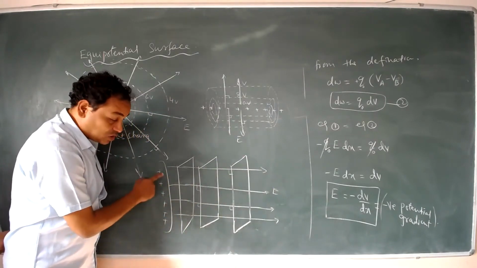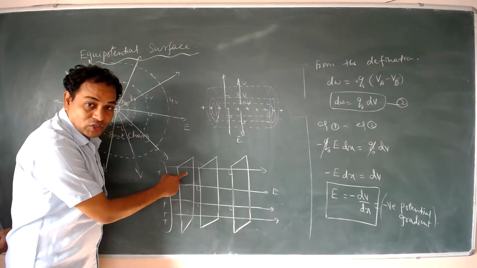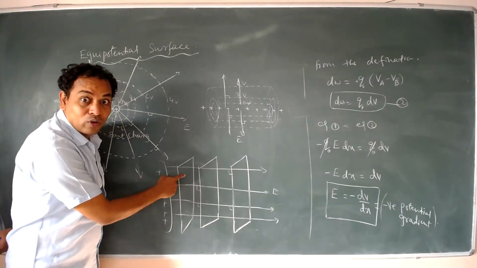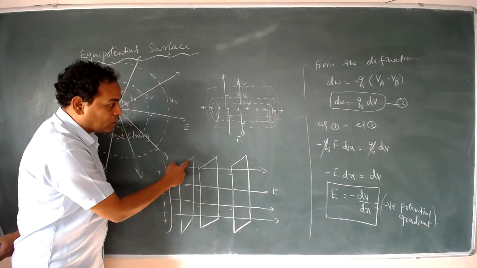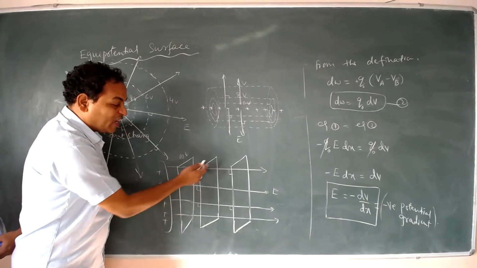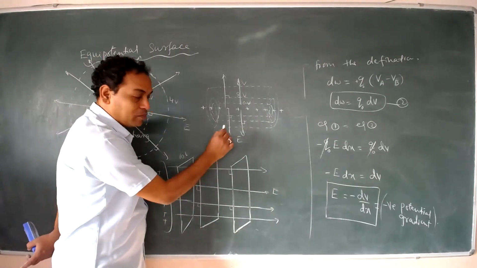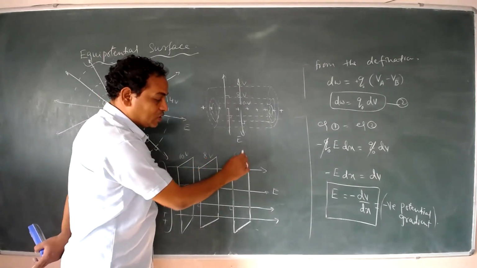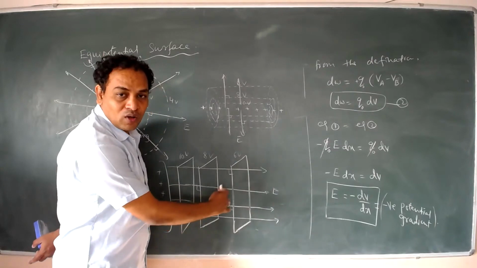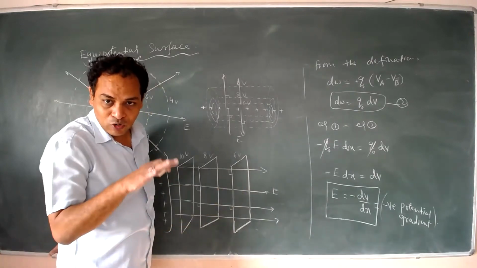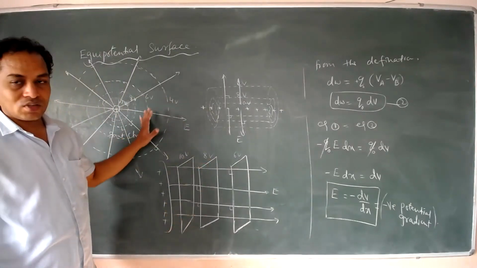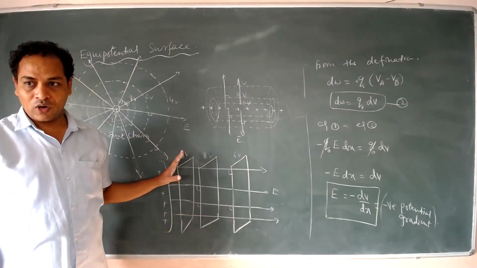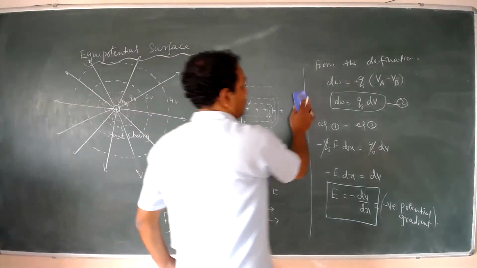Positive charge is there, which means the surface nearer to the charge will have greater potential. That means if this equipotential surface is, suppose, 10 volt, the next may be less than 10, maybe 8. Here it may be 6. So in this way, as we move away, the equipotential surface value will be decreasing. Got it? So this is how the equipotential surfaces will be. Got it? Fine.